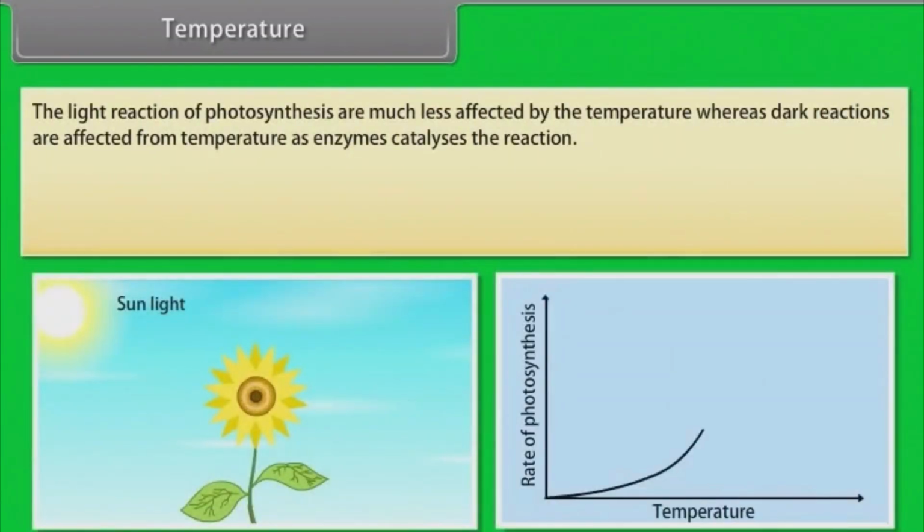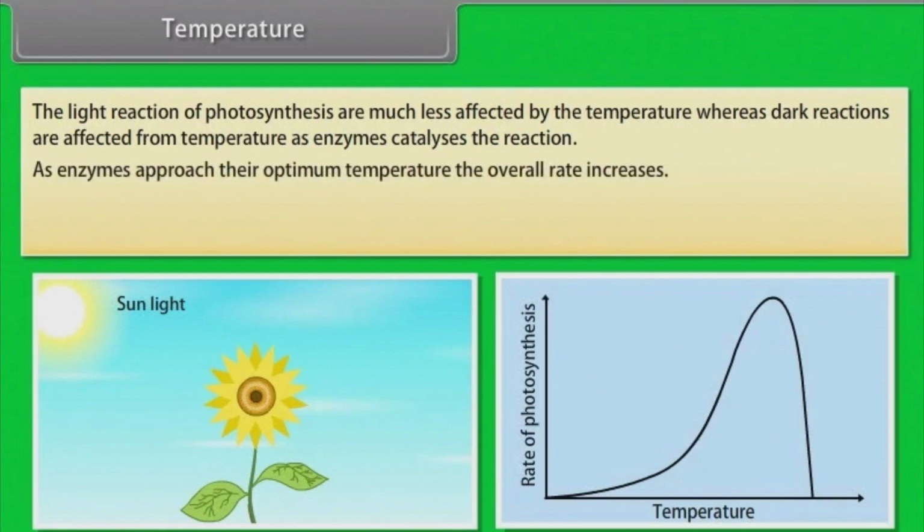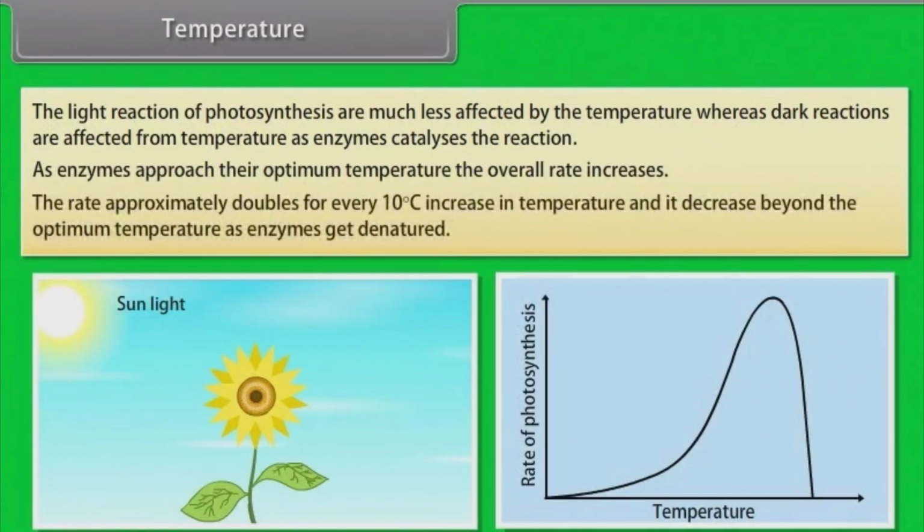Temperature. The light reactions of photosynthesis are much less affected by temperature, whereas dark reactions are affected by temperature as enzymes catalyze the reaction. As enzymes approach their optimum temperature, the overall rate increases. The rate approximately doubles for every 10 degrees Celsius increase in temperature, and it decreases beyond the optimum temperature as enzymes get denatured.